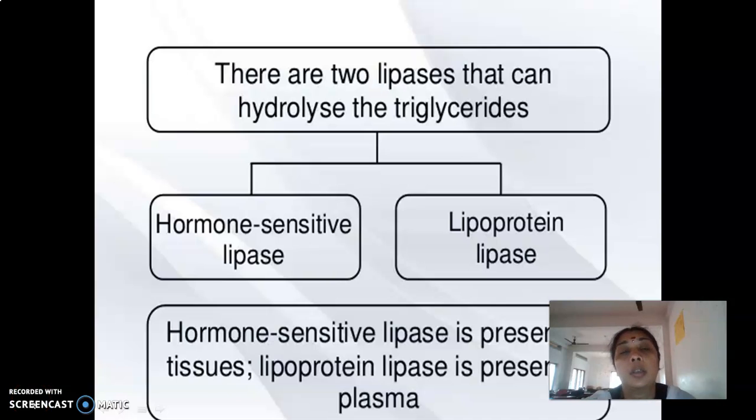So the catabolism, or the breakdown, of TG is under the control of two types of lipases: the hormone sensitive lipase and lipoprotein lipase. The function of these two lipases is entirely different. The lipoprotein lipase is responsible for breaking the lipoproteins and releases the contents out of the lipoproteins.